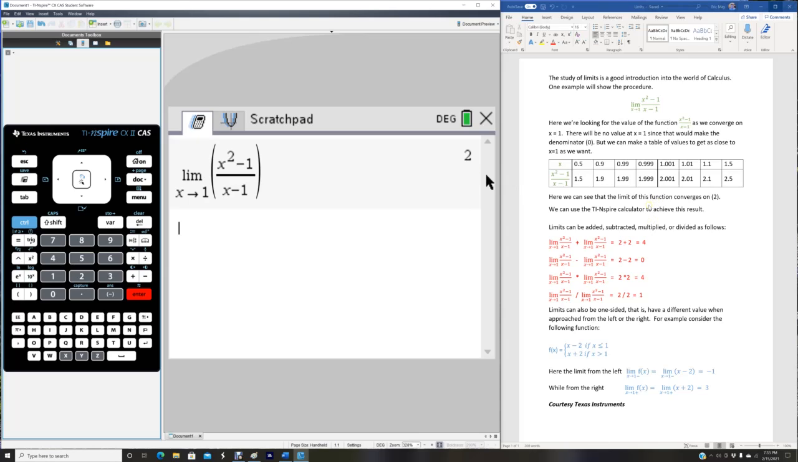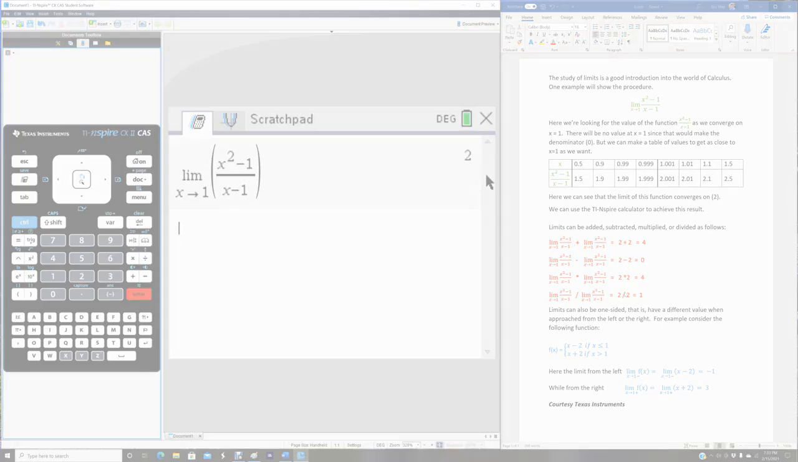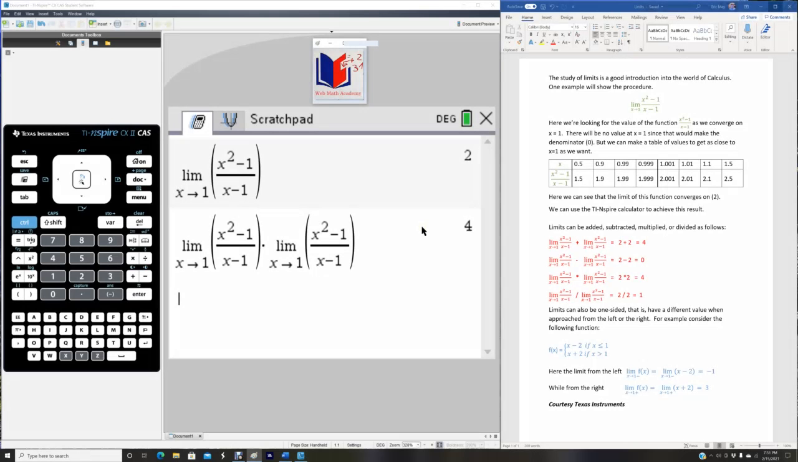Now, limits can be added, subtracted, multiplied, or divided. You simply come up with the value of each individual limit and then add them, subtract them, multiply, or divide them together. As an example, we can take the limit we've been working with and multiply it by itself, and you just take the individual values, 2 times 2, and that equals 4. And we've done this also in our Nspire calculator, multiplied both limits together, and we get 4.